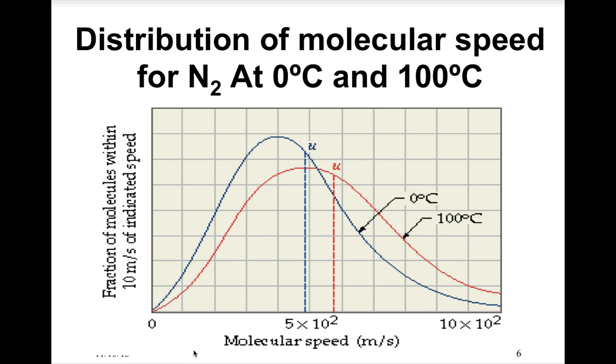Here is the distribution of molecular speed for nitrogen gas at 0 and 100 degrees Celsius, and you can see this line here represents the average speed for the molecules at 0 degrees, and here's the average speed at 100 degrees. So what do you notice? As we increase temperature, we increase the average speed of those molecules. So as temperature increases, so does the average speed for a given set of molecules.